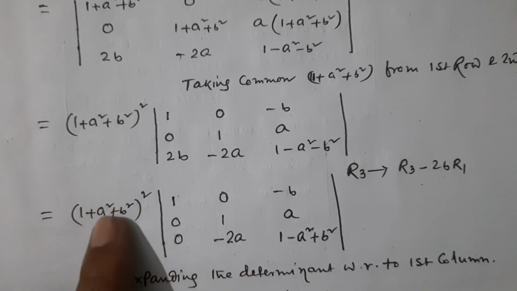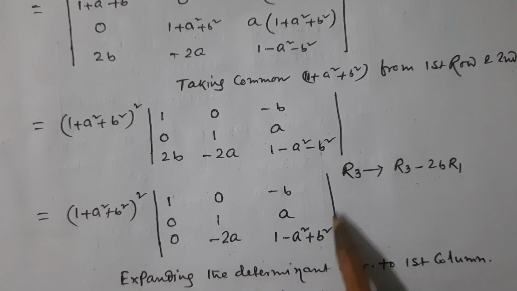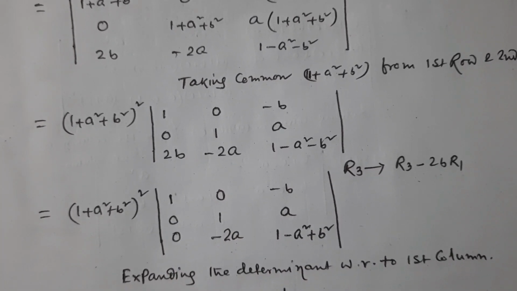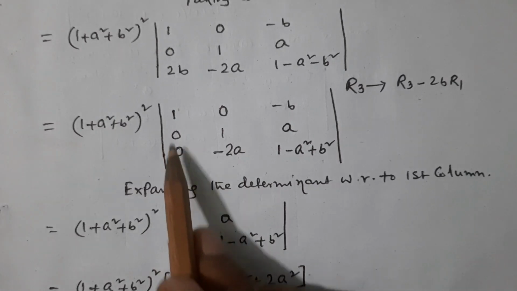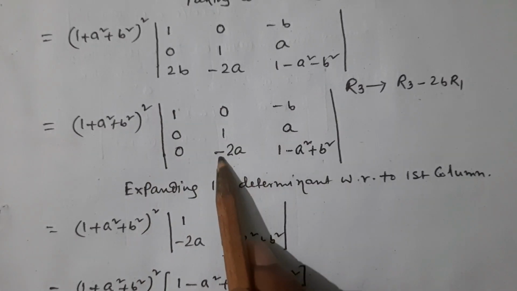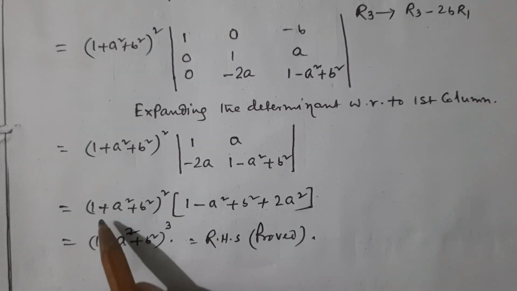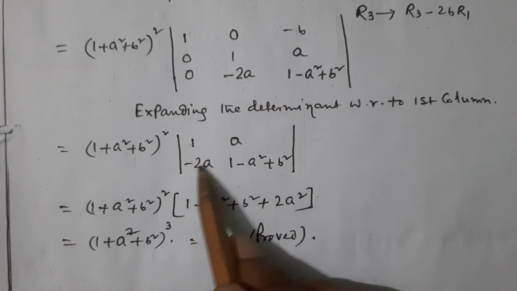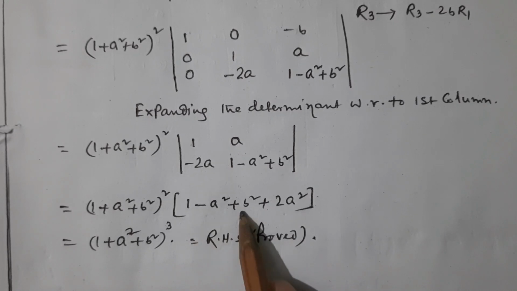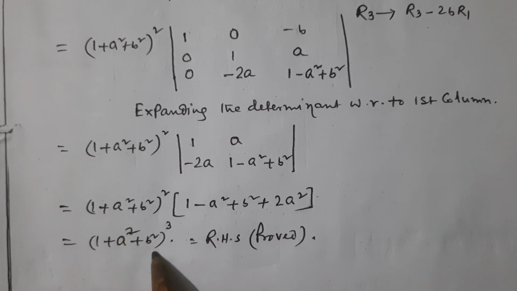Expanding the determinant with respect to the first column, which has two zeros, we get (1+a²+b²)² times the determinant |1, a; −2a, 1−a²+b²|. Expanding again, we get (1+a²+b²)² times [1 into (1−a²+b²) minus a into (−2a)], that is 1−a²+b²+2a², which equals 1+a²+b². This can be written as (1+a²+b²)³.